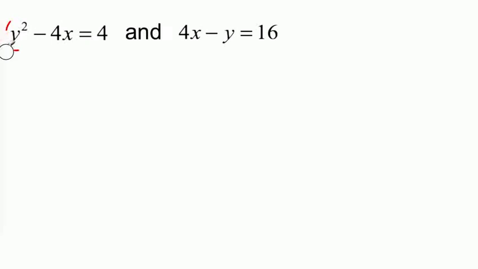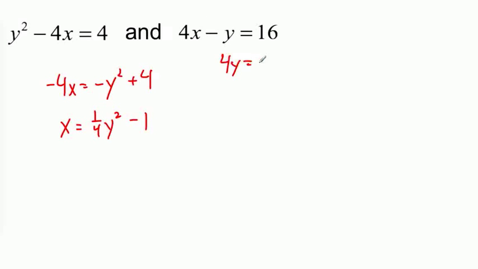And in order to integrate with respect to y, I need to solve for x so I can get a function of y. So if I do that here, I'm going to get negative 4x equals negative y squared plus 4. And then I'm going to divide by negative 4, so I get x equals 1/4 y squared minus 1. And on this side, I'm going to get 4x equals y plus 16. So x equals 1/4 y plus 4.